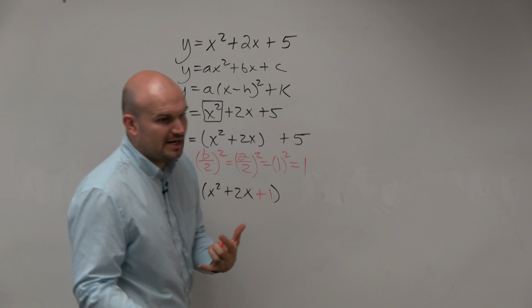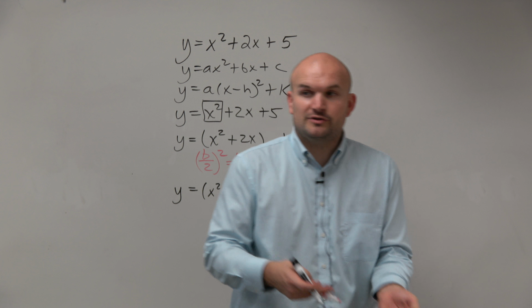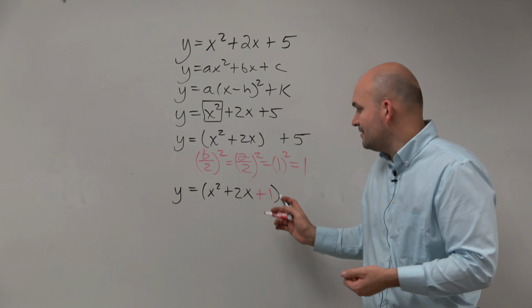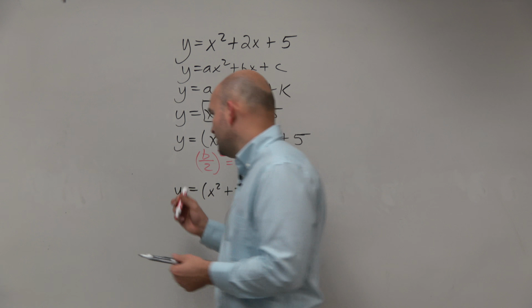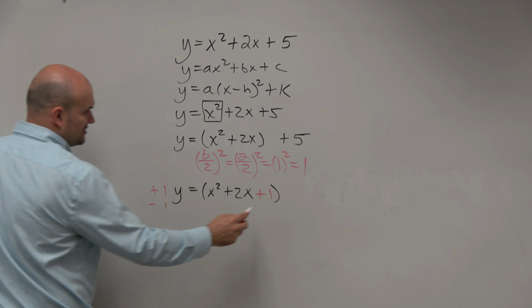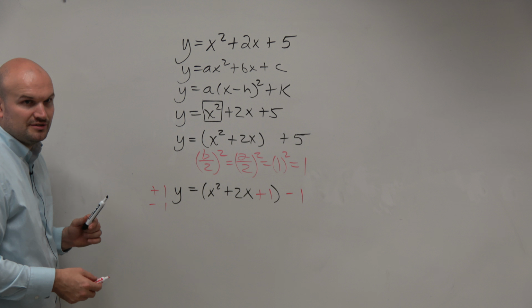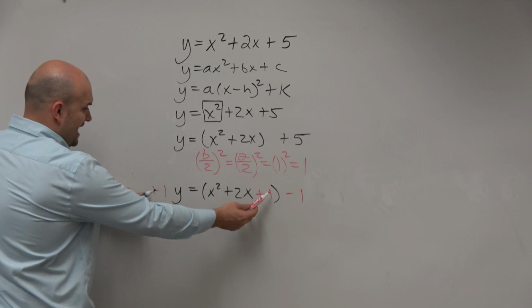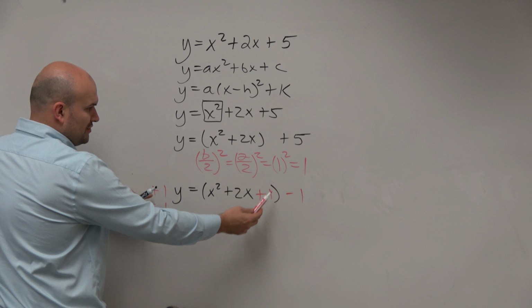And just remember, guys, if you do something on one side of the equation, you have to do it on the other side of the equation. But would you agree with me? If I add 1 over here, I could also just subtract 1 on both sides too, right? You could add on both sides, or you could add and subtract. It's really the same thing. Do you agree? Okay. So for the sake of this type of problem, I'm just going to add and subtract on the same side.